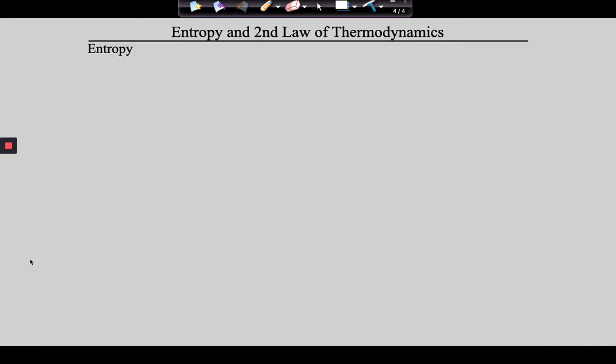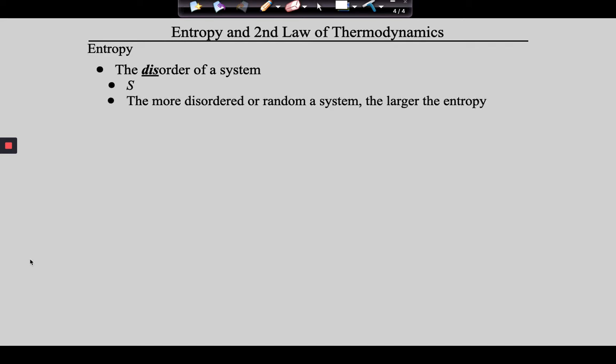Entropy is disorder. So let's talk about it. And this is where we're going to wrap up. We've got about 5 minutes left. We're going to call it quits here. We're going to take a break and then come back. So guys, entropy is the disorder of a system. Do not think about order. It is disorder. Entropy is abbreviated S. And Nathan, this is exactly what you said, the more disordered or random a system, the higher the entropy.